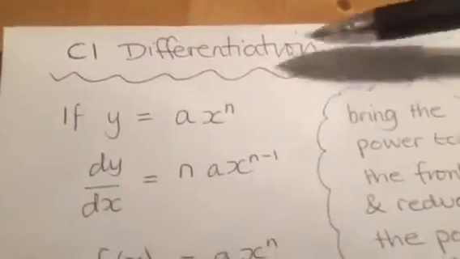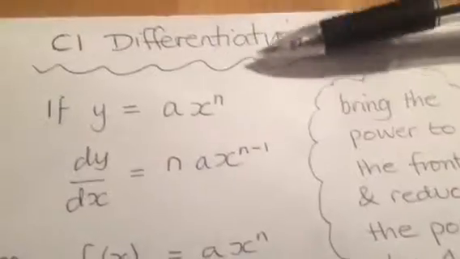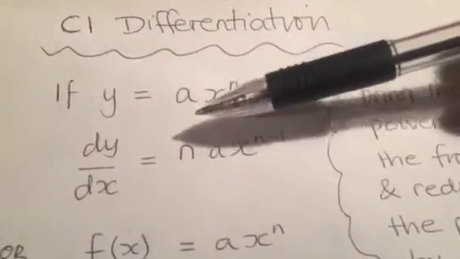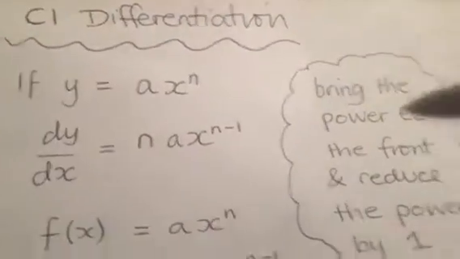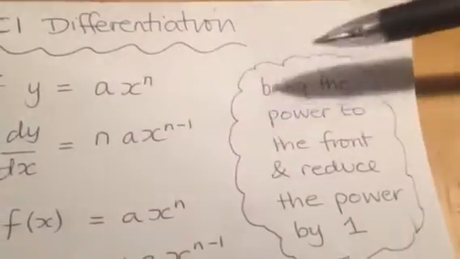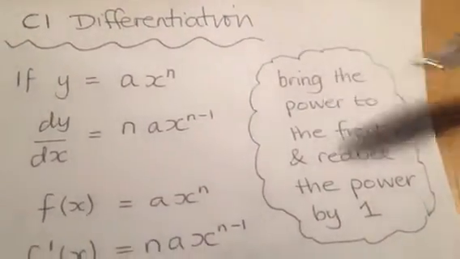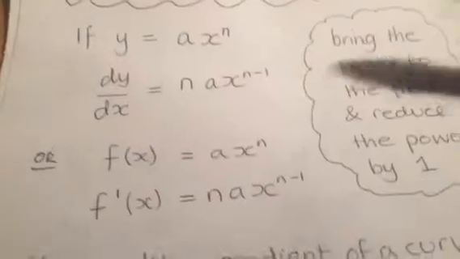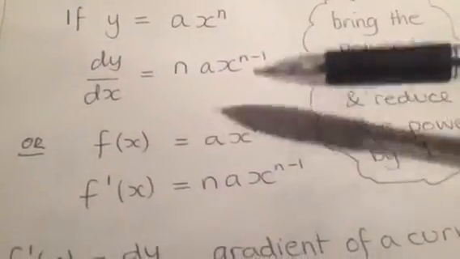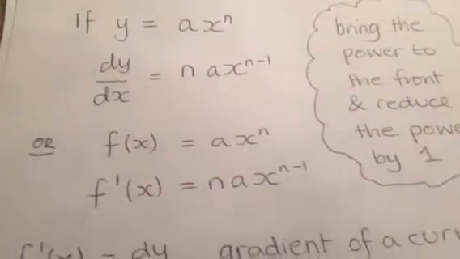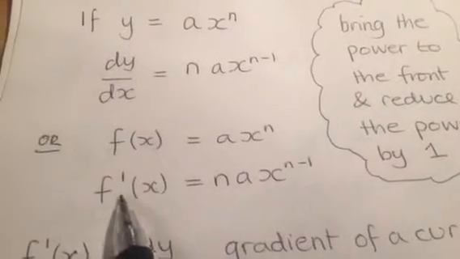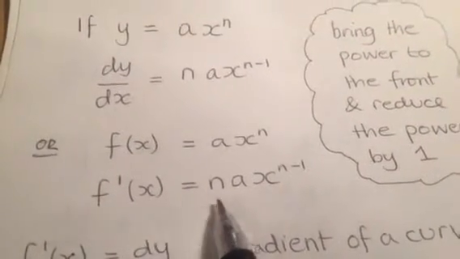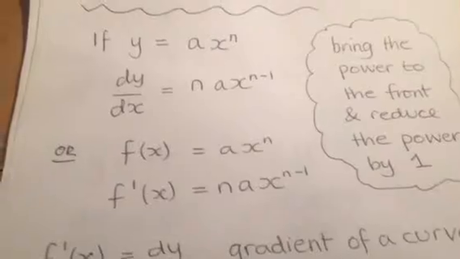Differentiation in C1: you need to learn the formula that if y equals ax to the n, and you differentiate it, you get nax to the n minus 1. In other words, you bring the power to the front and you reduce the power by 1. You'll also have the notation f of x for the function, and in that case the notation for the differential is f dash x equals nax to the n minus 1.